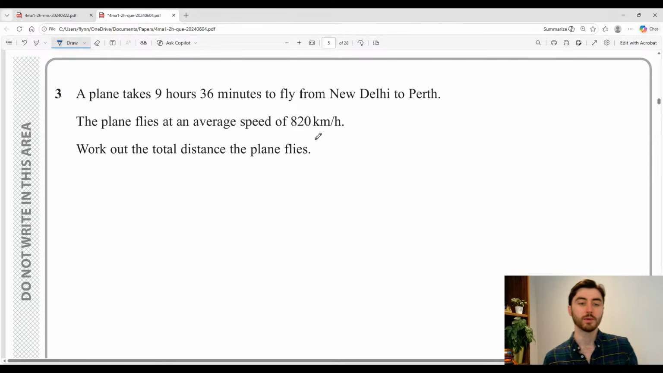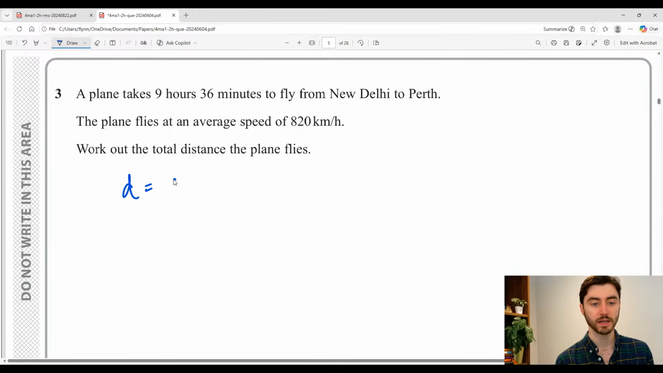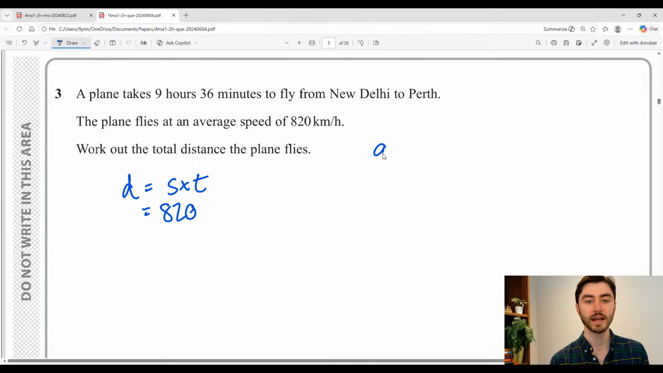Plane takes 9 hours and 36 minutes to fly from New Delhi to Perth. The plane flies at an average speed of 820 kilometers per hour. So we have to work out the total distance. Well, distance equals speed times time. So it's 820 kilometers per hour. Now we have to convert this into hours. So this will be 9 hours and 36 over 60 lots of an hour.